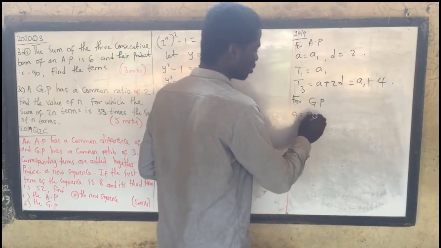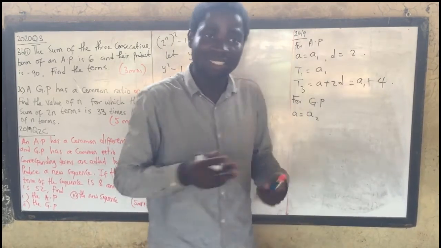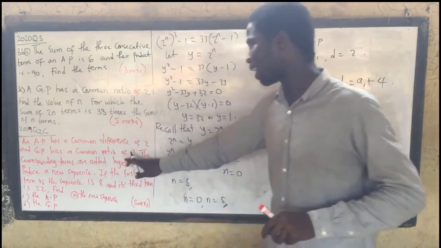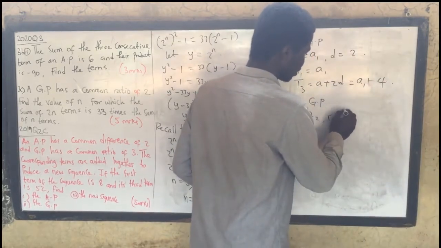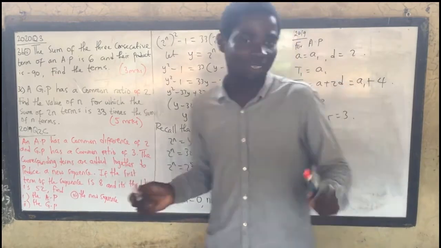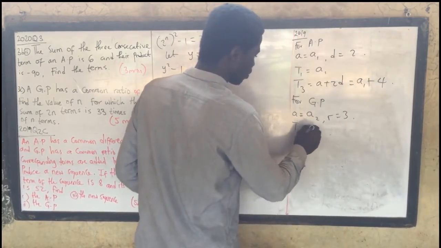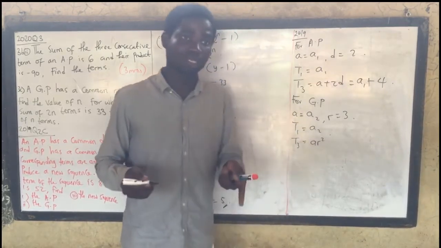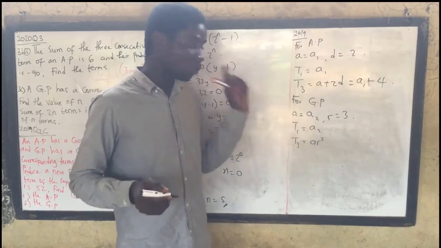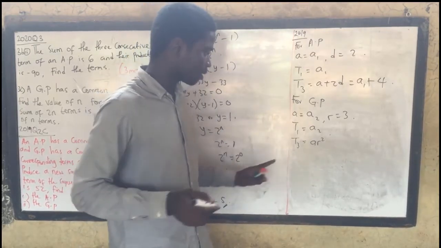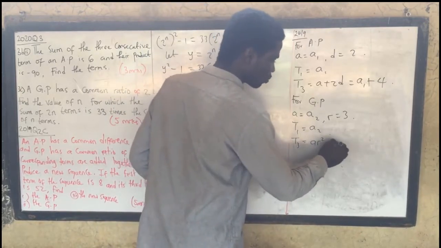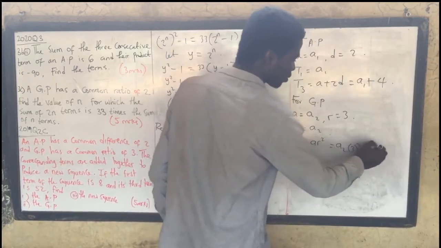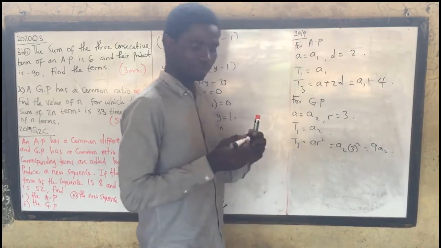Now let the first term of the GP be A2, because it did not tell us whether the first terms are the same or not. So don't assume they are the same. Put it as though they are different. It has a common ratio of 3. The first term T1 equals A2. Then the third term, don't forget, is A r^(n minus 1), so 3 minus 1 is 2. A is A2, r is 3 squared, and 3 squared is 9, so this is 9A2.